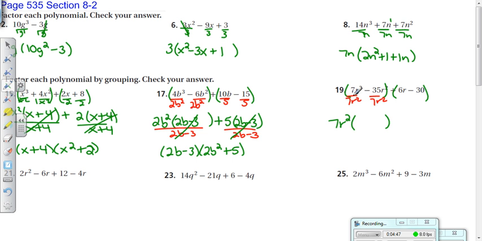then 7 divided by 7 is 1. R cubed divided by r squared, 3 minus 2 is 1. Negative 35 divided by 7 is 5. The r squareds cancel each other out, become a 1, and 5 times 1 is still 5. Then I have a plus sign.